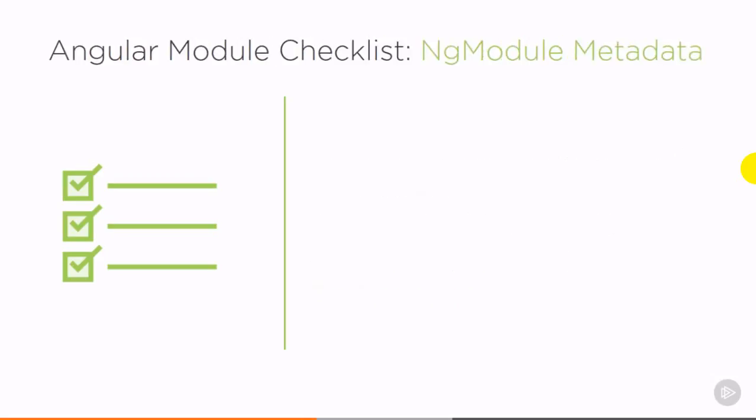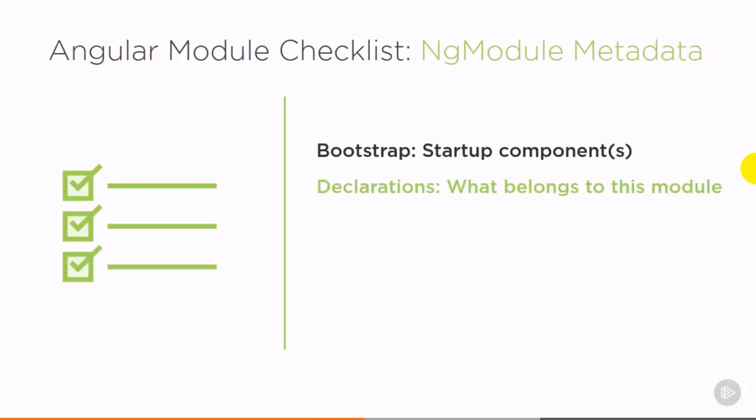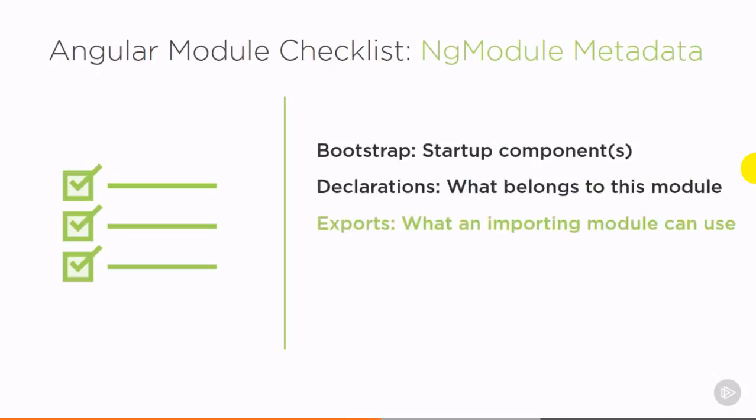When creating an Angular module, we build a class and decorate it with the NgModule decorator. The NgModule metadata includes the bootstrap array for defining the list of startup components. In many cases, there is only one, the root component of the application. The declarations array declares which components, directives, and pipes belong to this module. The exports array identifies the list of components, directives, and pipes that an importing module can use.